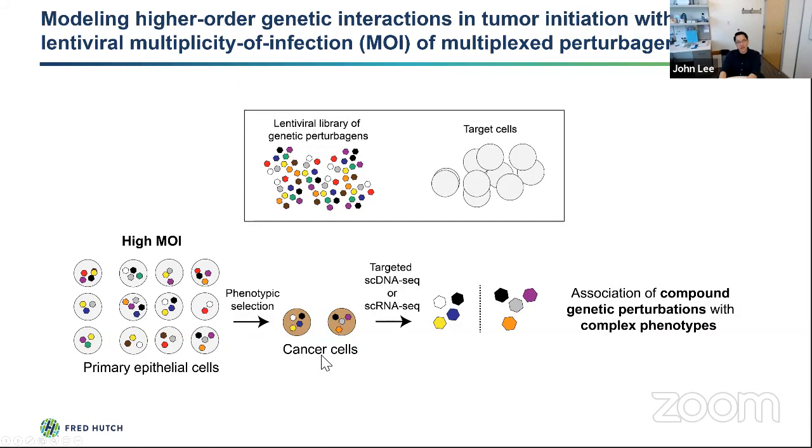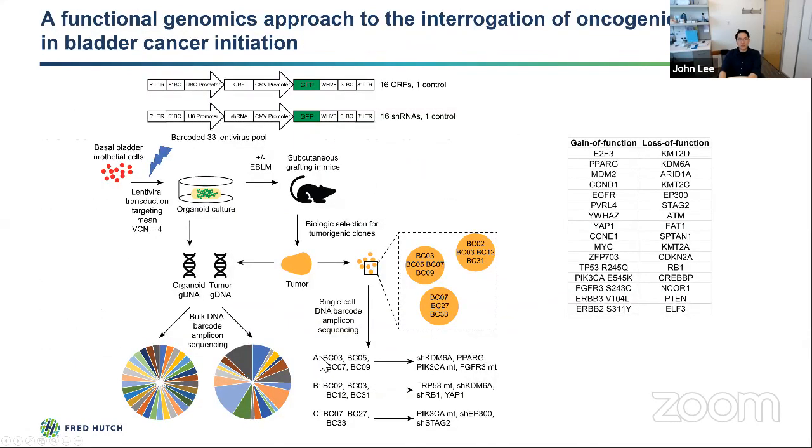So getting back to bladder cancer, this is the general functional genomics approach that we've taken. We have generated a library of lentiviral vectors that recapitulate 32 gain of function or loss of function events. These lentiviral vectors have encoded within them unique 5' and 3' barcodes. The difference between these two constructs is that the first construct is meant to overexpress an open reading frame, whereas the second construct overexpresses a short hairpin RNA.